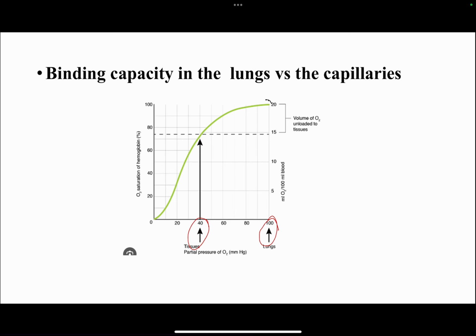The partial pressure of oxygen in the capillaries is at 40, which is obviously lower than that of the lungs, which is at 100. This causes hemoglobin to release oxygen, which then diffuses into the surrounding tissues. At reduced oxygen concentrations, hemoglobin's affinity for oxygen decreases, which causes oxygen to be released.